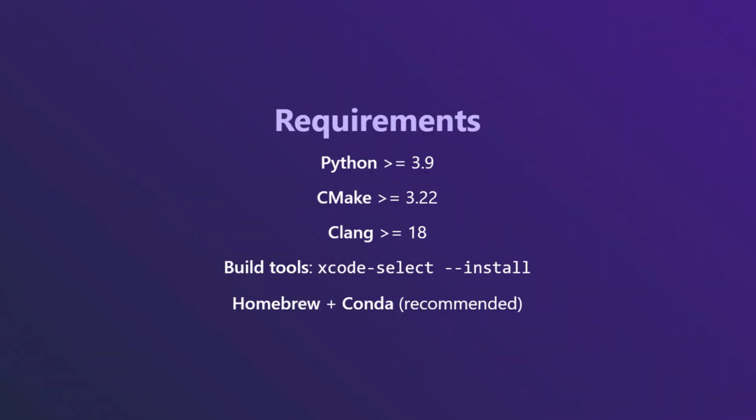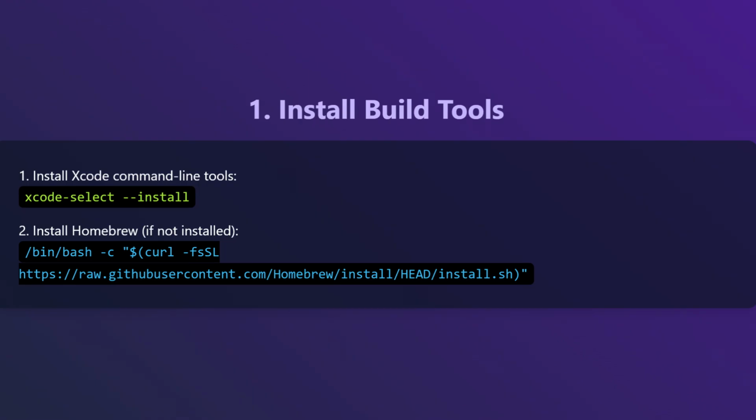First, there are some requirements about the Python version. You need CMake and Clang. There are build tools, and it's recommended to use Homebrew to manage and install them. For the build tools, please install the Xcode command line tools. If you don't have them, simply open your terminal and enter the step 1 command. And then if you don't have Homebrew, you can install it by using the step 2 command. It may take a while as the download files might be big.